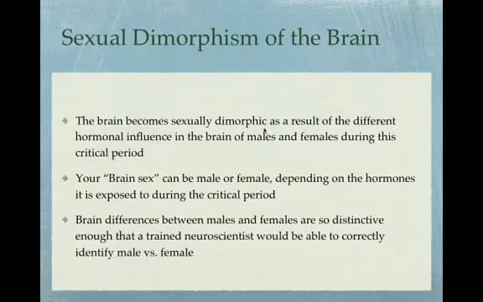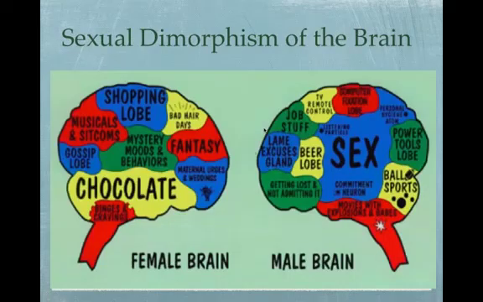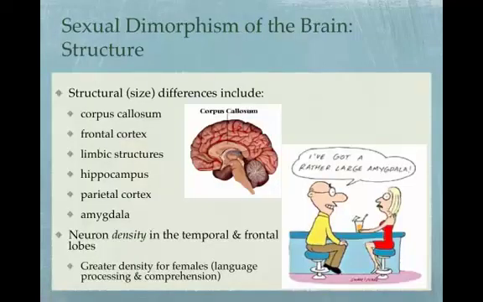These differences between males and females are so distinctive that a trained neuroscientist would be able to correctly identify a male versus a female brain. So how are they different? Well, some comedians have speculated. So this is not what I'm talking about when I'm talking about the sexual dimorphism of the brain, but it is kind of a fun way to look at the differences between males and females. There are actually differences in the architecture or the structure and in the function of male and female brains. So how are the brains of males and females different?